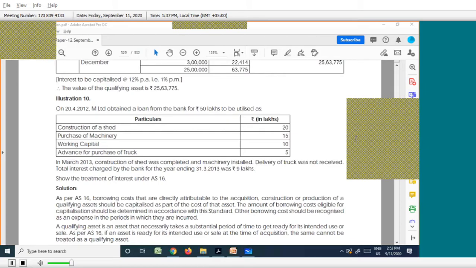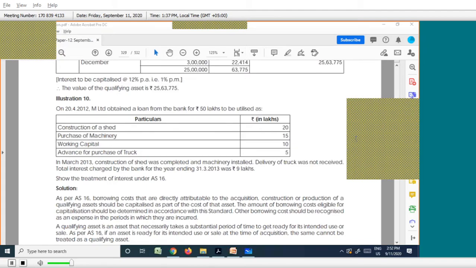Do you agree with me? For this one year it is a qualifying asset because the asset is under construction. Do you agree with me or not? You will agree. Okay, so what is its accounting treatment, sir? It is a qualifying asset.